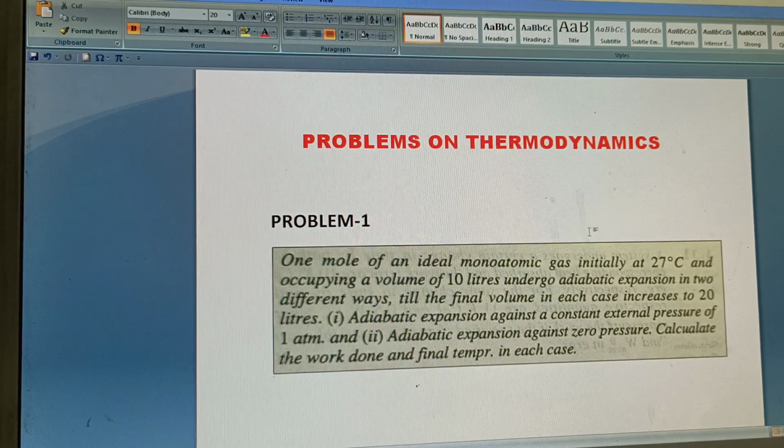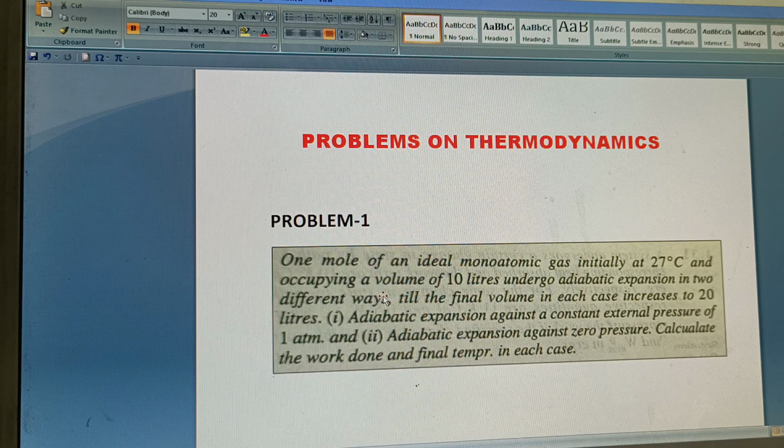Okay, this is the problem on thermodynamics. At first, go through the problem. 1 mole of an ideal monoatomic gas, initially at 27 degree Celsius and occupying a volume of 10 liters, undergoes adiabatic expansion in two different ways till the final volume in each case increases to 20 liters.